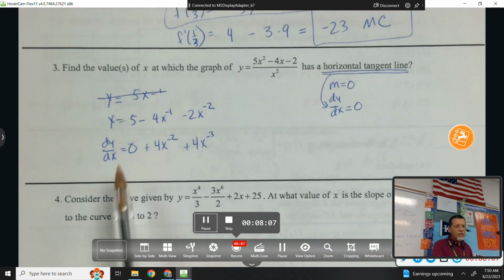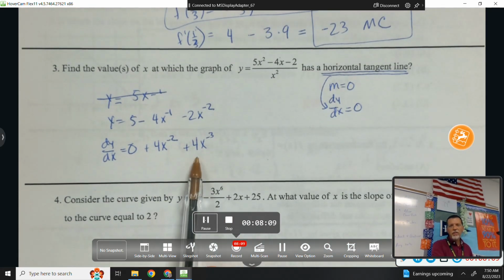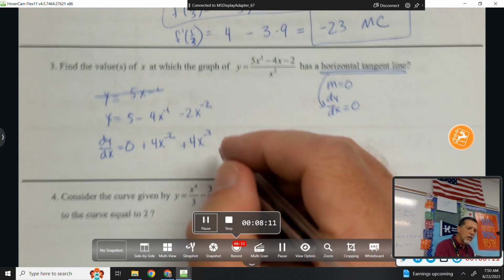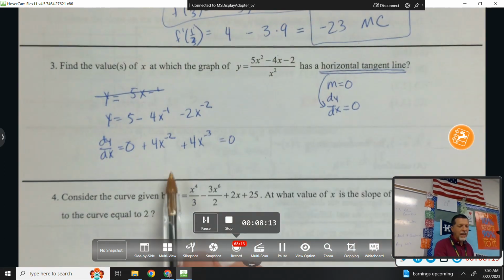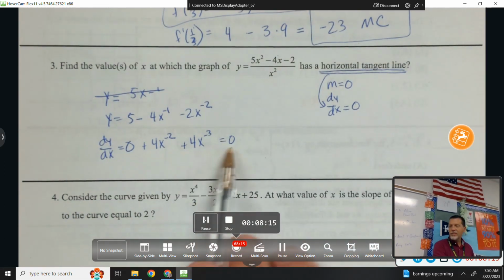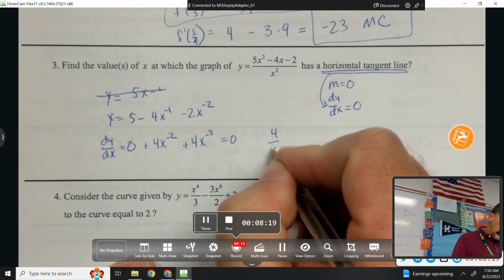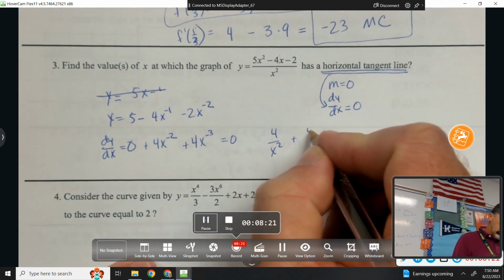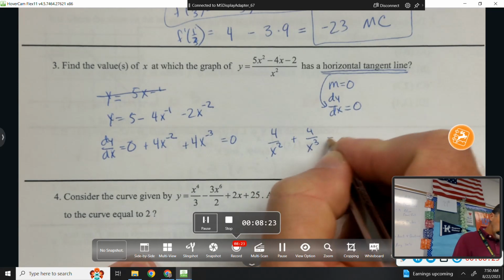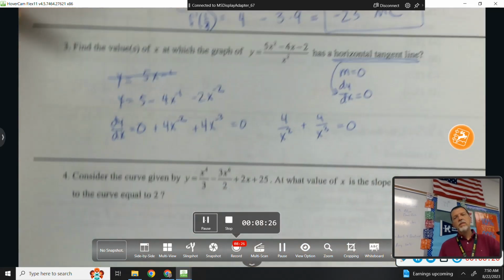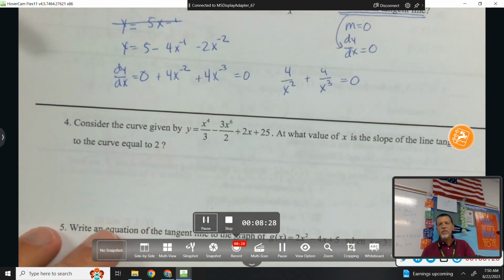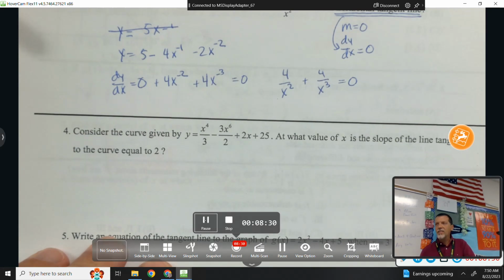Now, if it just asks for the derivative, that'd be a perfectly fine safe stop. But it wants to know where that's equal to 0. I can't really tell where that's equal to 0 the way that's phrased. So I'm going to redo this as 4 over x squared plus 4 over x cubed equals 0. Now, I've still got some algebra to do, but at least I don't have negative exponents anymore.